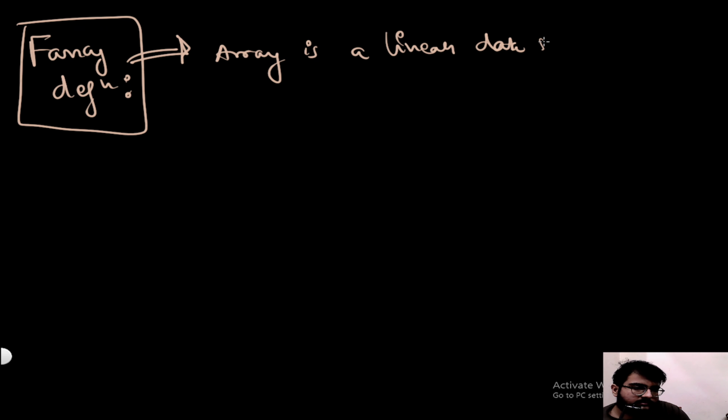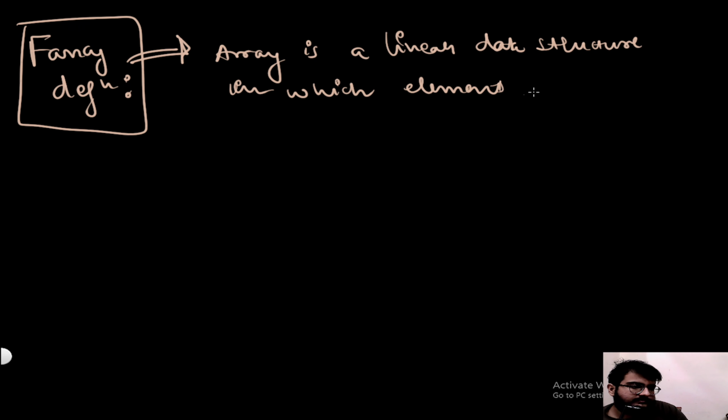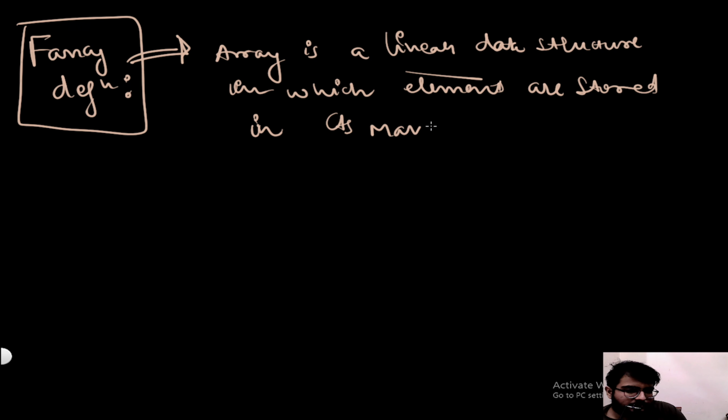Now let's go on to the fancy definition of array, like how books define it, or what we get if we search on the net what an array is. Array is a linear data structure in which elements are stored in a continuous manner. So now you know about linear data structure, but what is this continuous manner?